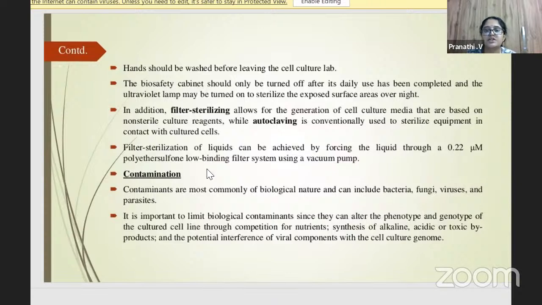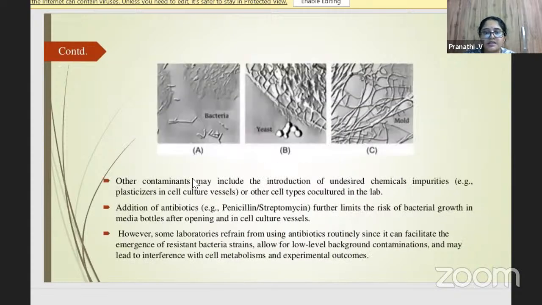So, of course, filter sterilization and autoclaving are important. You also have to make sure that there is no contamination, because of which you get a different result altogether. Other contaminants usually are plasticizers that are present in the cell culture. And whenever you add antibiotics, that again risks bacterial growth in the cell culture. So you can actually see how it is. If at all you see a culture, these are the contaminants usually present, and this is how a bacteria grows, yeast, budding, and this is how a mold looks, mycelia, hyphae, all together.